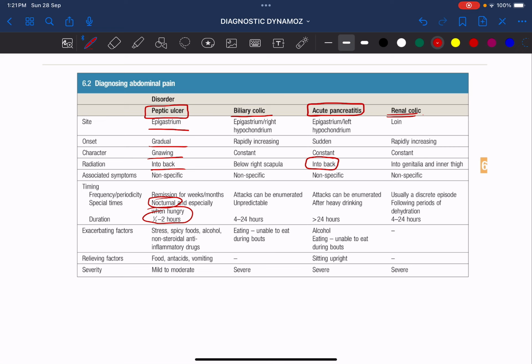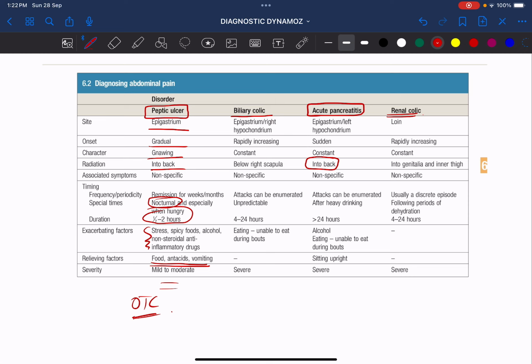And what are the exacerbating factors? Of course, non-steroidal anti-inflammatory drugs. That is one of the most recent trending causes for peptic ulcer disease. The patient will be taking a very high amount of over-the-counter NSAIDs, non-steroidal anti-inflammatory drugs. The pain will usually be relieved by food, following an episode of vomiting, or taking antacids. And it is usually mild to moderate. Most of the time, the patient will tell you that the pain is bearable, unless there is perforation. Following that, the patient has peritonitis and it will be a severe, unbearable pain.